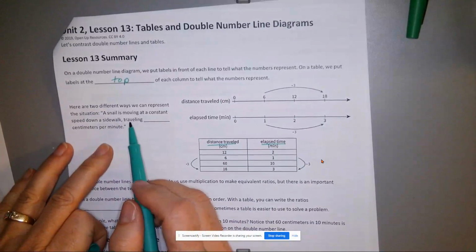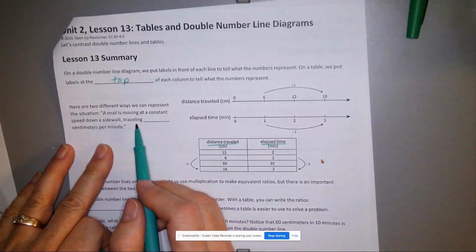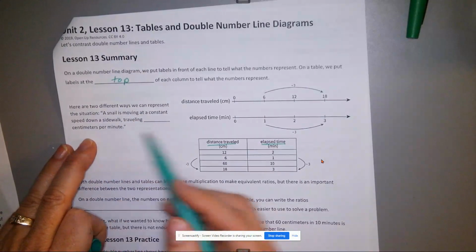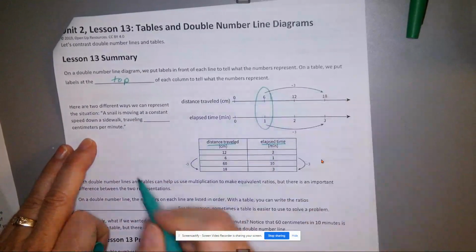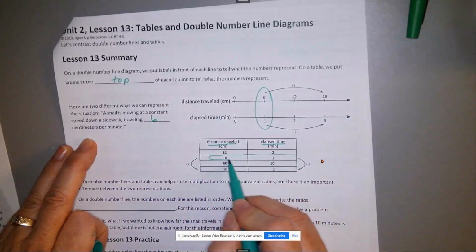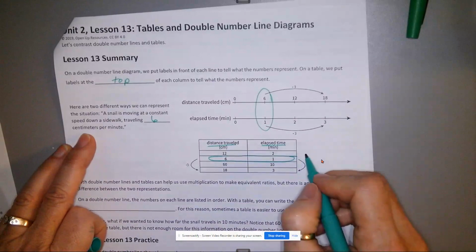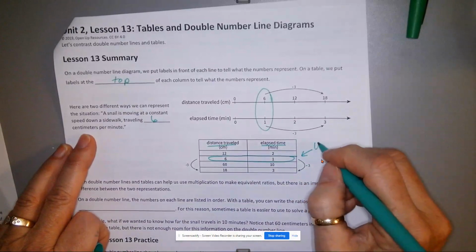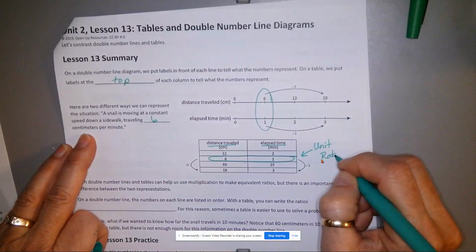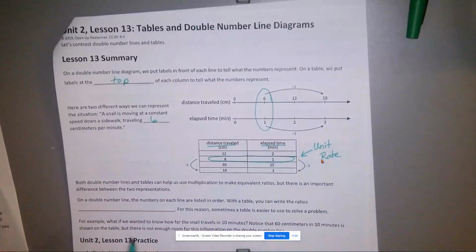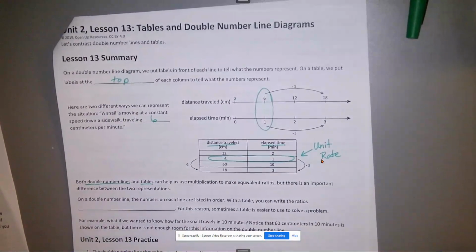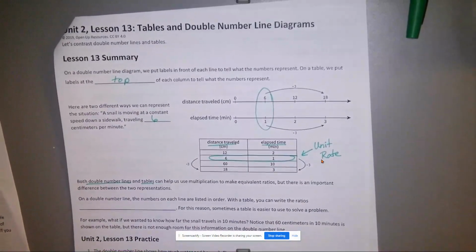A snail is moving at a constant speed down a sidewalk, traveling blank centimeters per minute. We see that right here, 6 centimeters per minute. We also see that right here. That is our unit rate comparing to 1. Both the double number line and the table help us to use multiplication to make equivalent ratios.